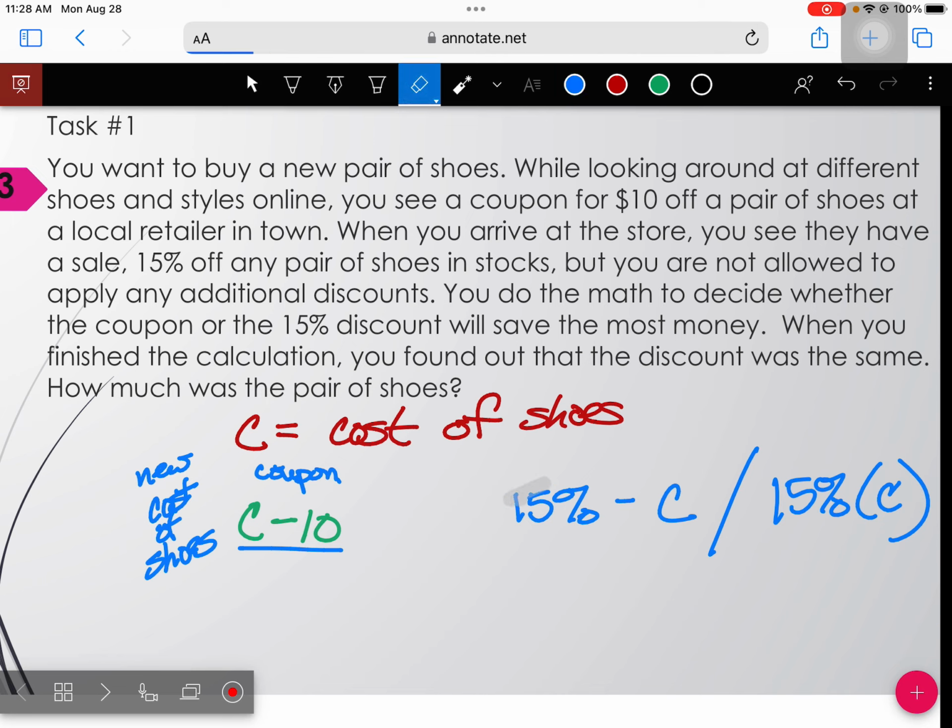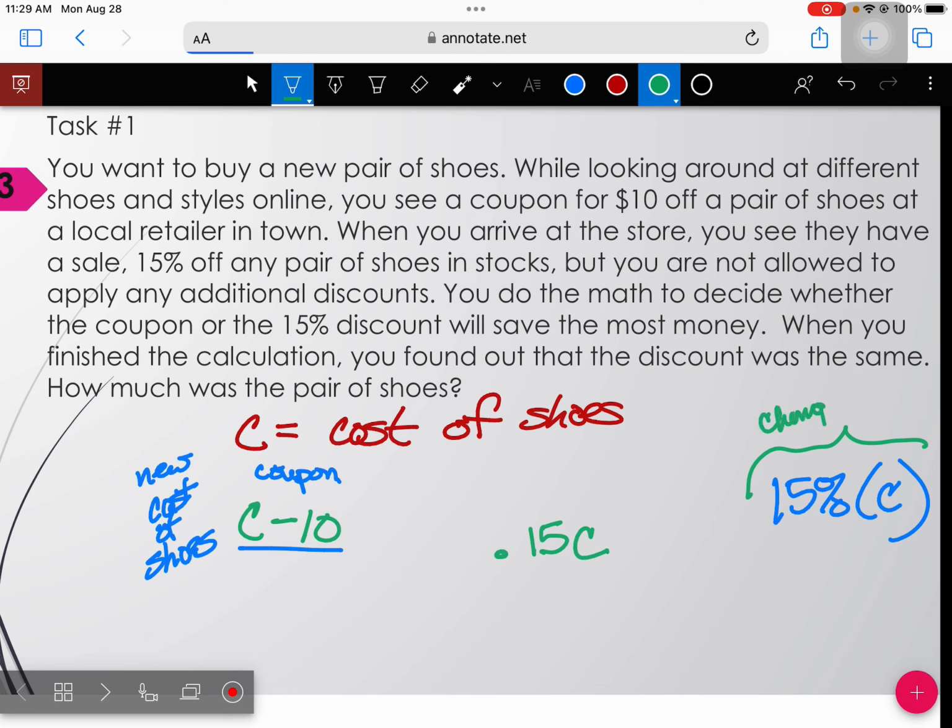Okay, yes, a percentage. So if I have 15% times C, what is that specifically? 0.15. Okay, yes, we do need to change it to a decimal. So it is 0.15 times C. So we need to change percent to a decimal. But what does this represent specifically?